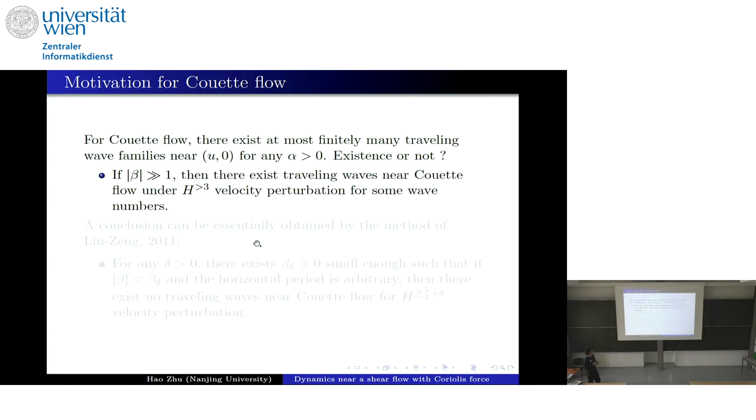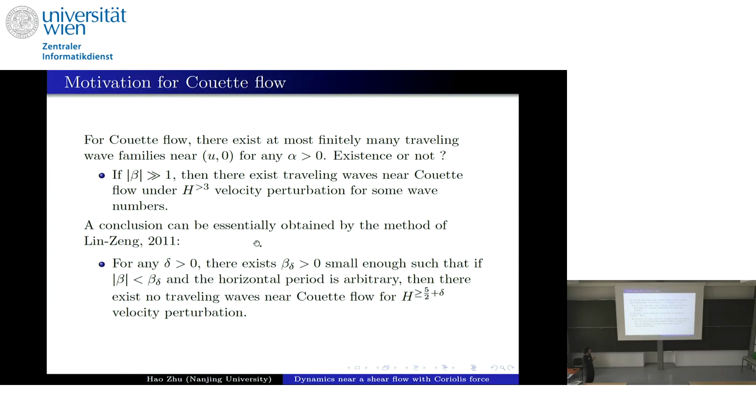Since at most finitely many has two meanings. The first one is non-existence. The second one is that there exist some, but the number is finite. The motivation is from the following two cases. For beta large, now we consider beta large enough.